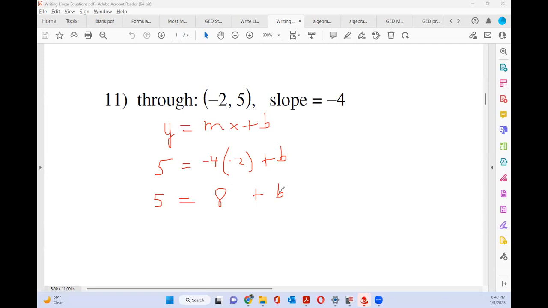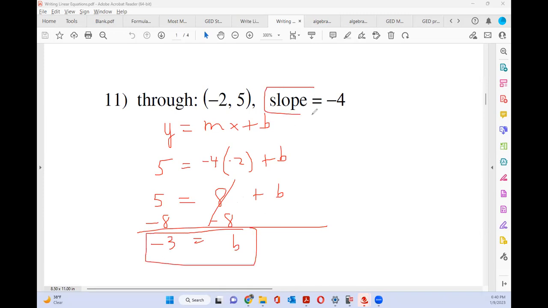If I want to get b by itself, how do I get rid of that 8? I'm going to subtract 8 on both sides. What is -8 plus 5? -3. The 8's cancel, and we're left with our b. If we know our y-intercept is -3, and we know our slope is -4, what's my equation of the line?